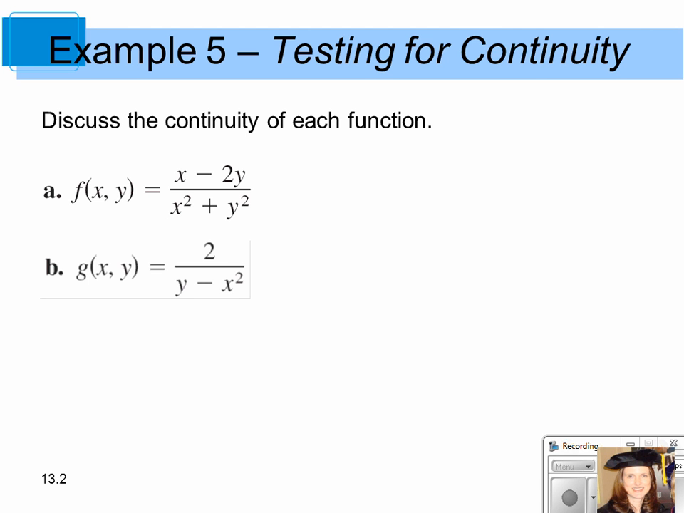Part A is the function f(x,y) = (x - 2y)/(x² + y²). If x² + y² were equal to 0, it would be undefined, so the function would not be continuous at x² + y² = 0. And for part B, the function g(x,y) = 2/(y - x²). Well, y - x² cannot equal 0, so it would be continuous everywhere except where y - x² = 0.